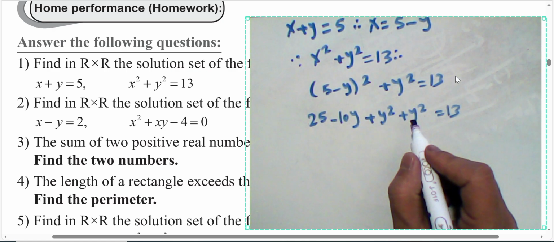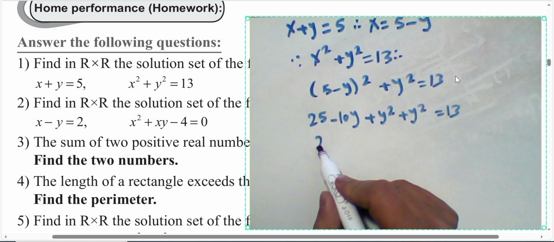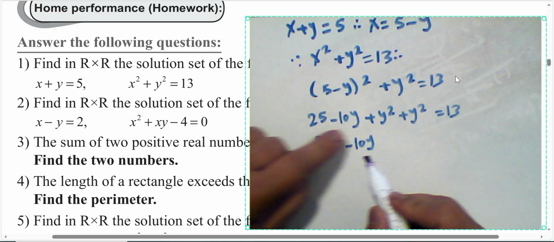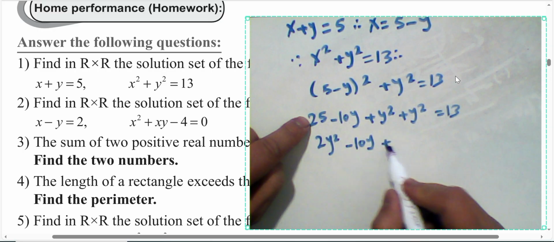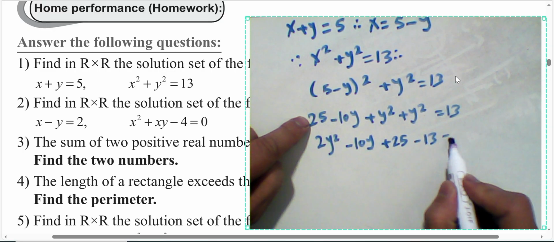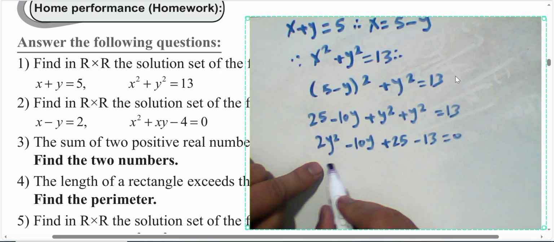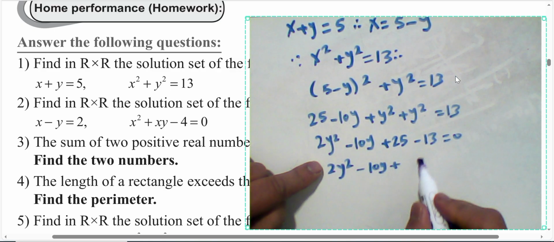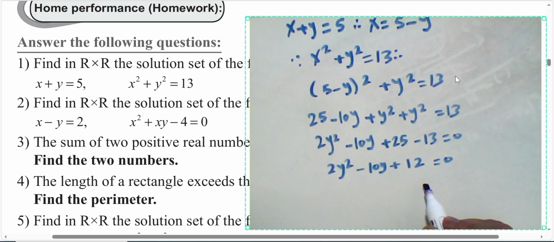We have y power 2 plus y power 2 equals 2y power 2, negative 10y, and then plus 25, subtract 13 equals 0. Then 2y power 2 subtract 10y, 25 minus 13 equals 12. The answer will be equal to 0.